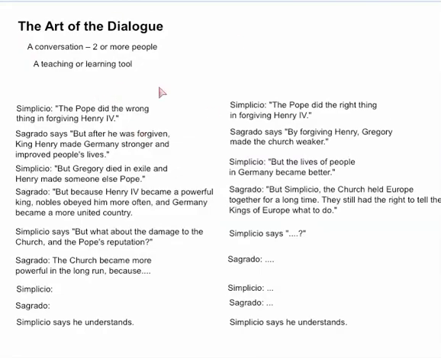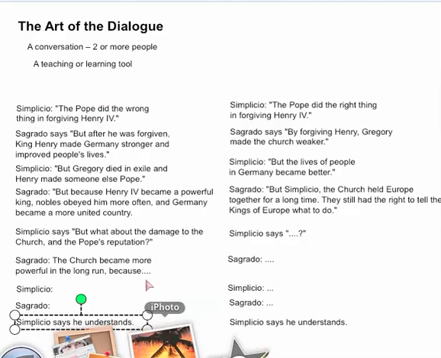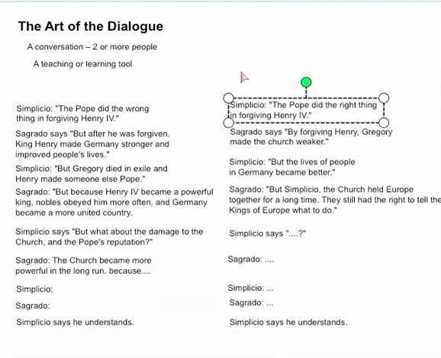If you were going to write a dialogue, it's important to remember that Sagrado always wins. So if Simplicio says the Pope did the wrong thing in forgiving Henry IV, then Sagrado is going to say that King Henry made Germany stronger and improved people's lives. And he's gradually going to bring Simplicio around to that point of view by the end of the dialogue.